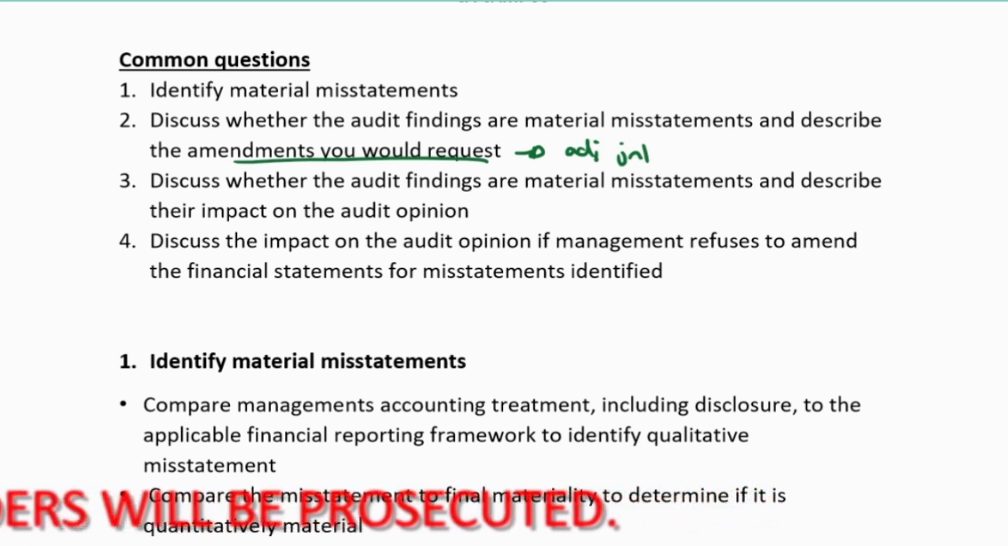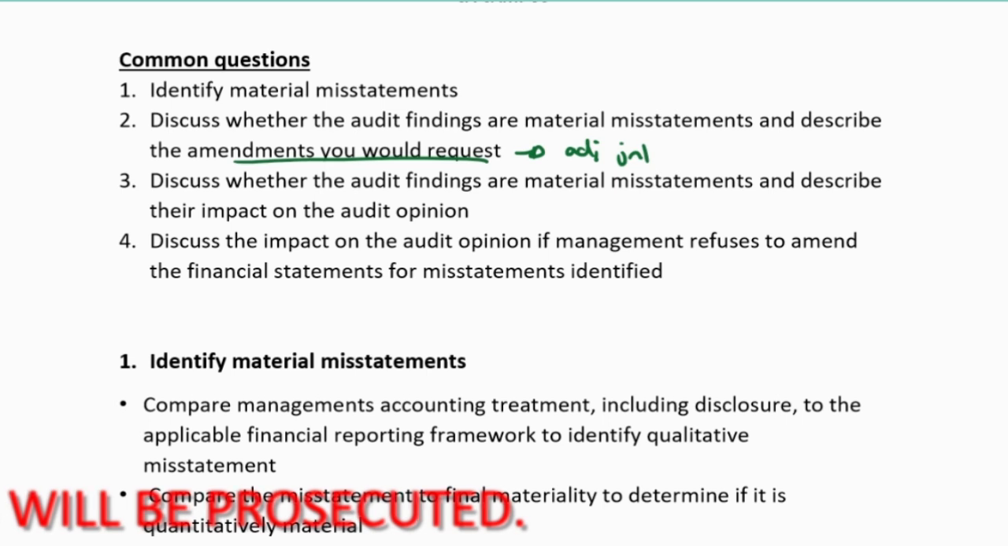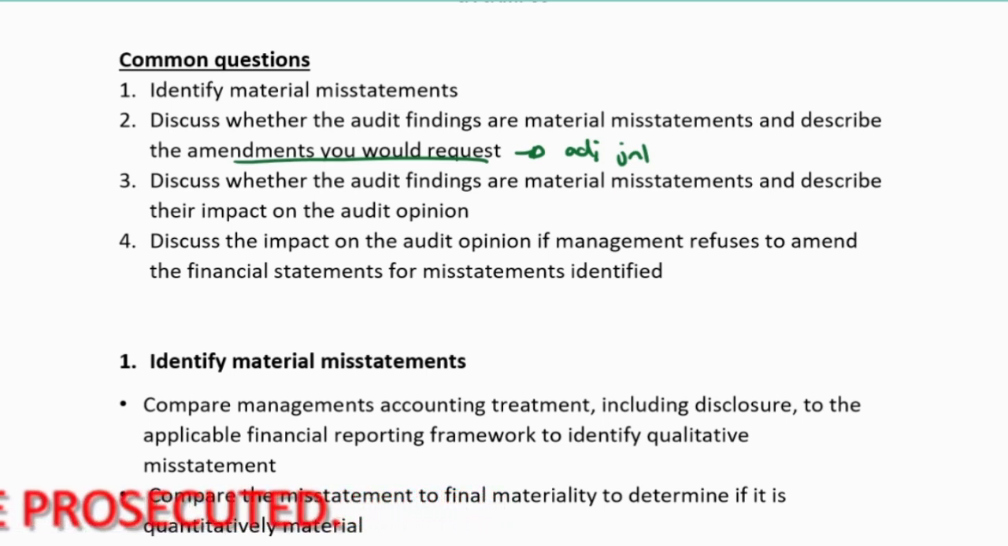So once again, identifying material misstatements and then describe the impact on the audit opinion. So this is now new. So this is now us saying, what opinion am I going to give based on the results of whether the misstatements are material or not. Okay, and then finally, discuss the impact on the audit opinion if management refuses to amend material misstatements.